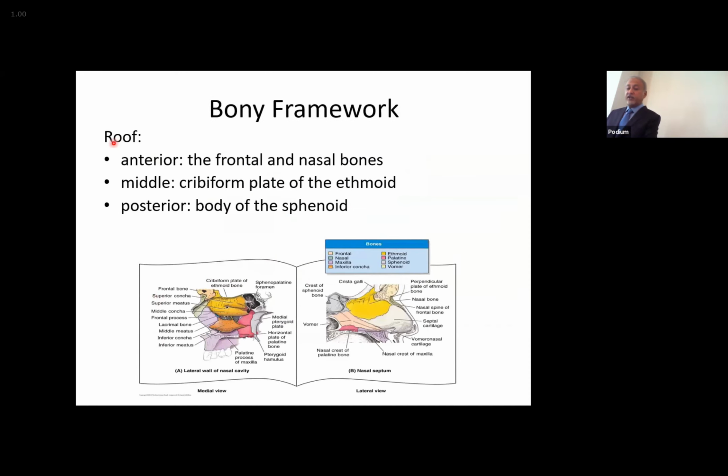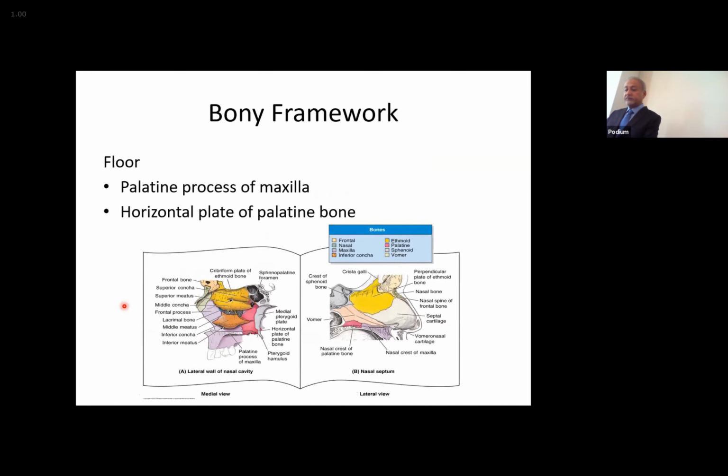Okay, so if you look at the roof at different points, these are the different bones which are forming it. If you carefully look at the line which will run now, can you see that red line running from anterior to posterior forming the roof? So we have the roof formed by the frontal and nasal bones, cribriform plate of ethmoid and the body of the sphenoid. That makes sense? Now if you look at the floor, palatine process of the maxilla and horizontal plate of the palatine.